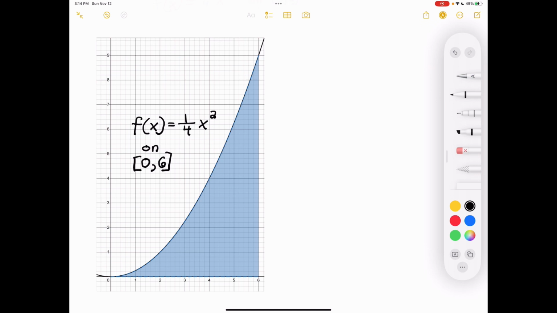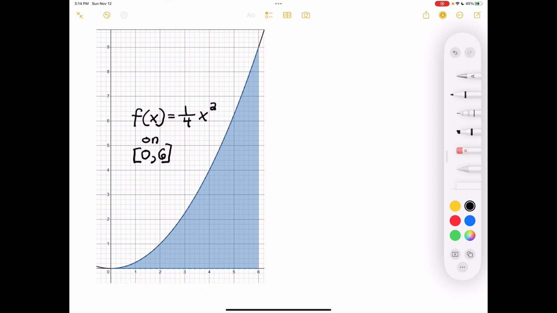So let's get started. Here you see a nice second-degree polynomial, f of x equals 1/4 x squared, and we're focused on the interval from x equals 0 to x equals 6. And we want to find the area under the curve of f of x from x equals 0 to x equals 6. And that means the area between the function and the x-axis. And you'll see this region is shaded in blue here. And so we want to find the area of this shaded blue region.